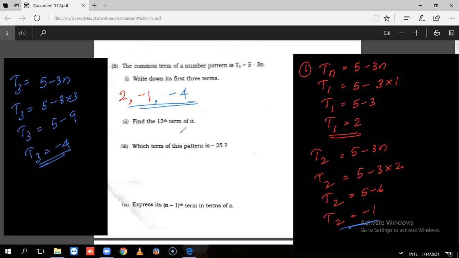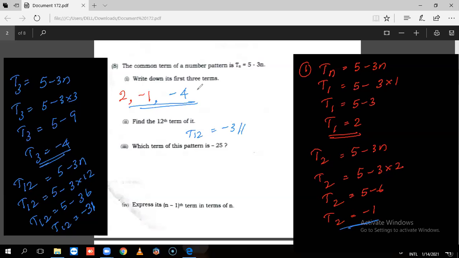Find the 12th term of it. Then we can write T12 equals 5 minus 3n. T12 equals 5 minus 3 into 12. T12 equals 5 minus 3 times 12, which is 36. T12 equals 5 minus 36, how much? Minus 31. They are asking here for the 12th term. Then T12, the 12th term, equals minus 31.